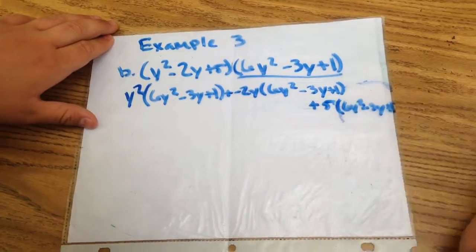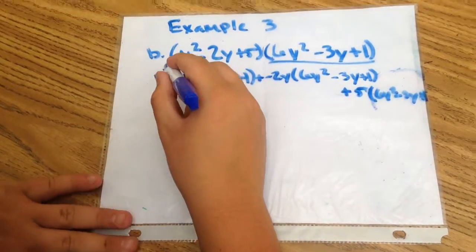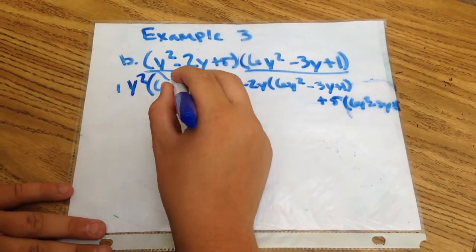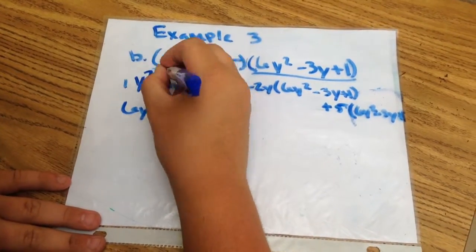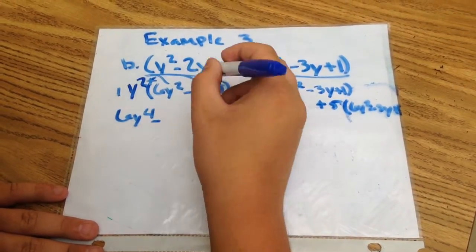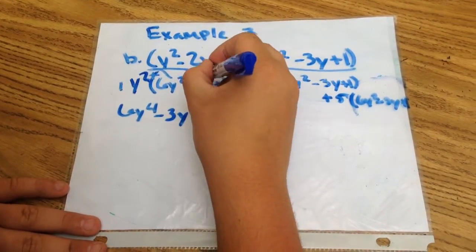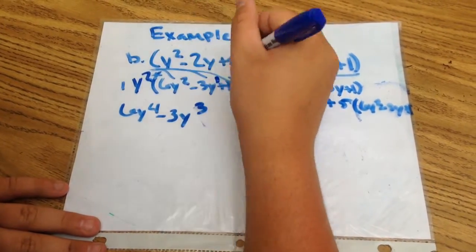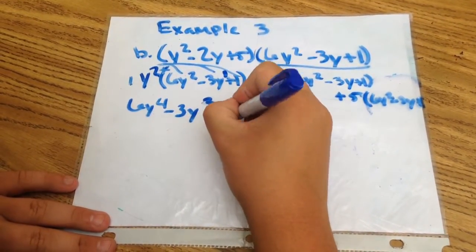Okay, so next you're going to use the distributive property for each of these three parts of this expression. So distribute the y squared to all 3 terms. So y squared times 6y squared is going to equal 6y to the 4th, because you're adding both of these, 2 and 2. Minus y squared times 3y is going to equal negative 3y cubed, because you're adding 2 plus 1. And lastly, you have y squared times 1, which is just going to be y squared.